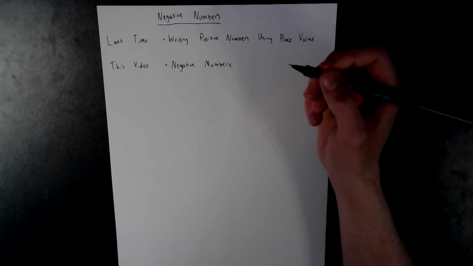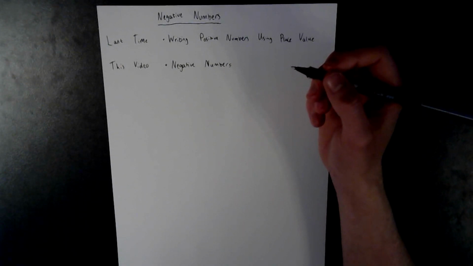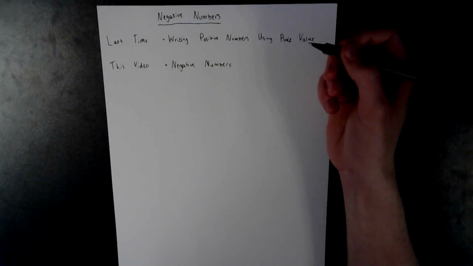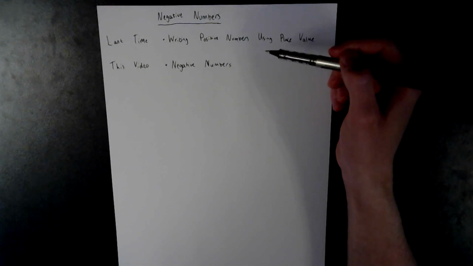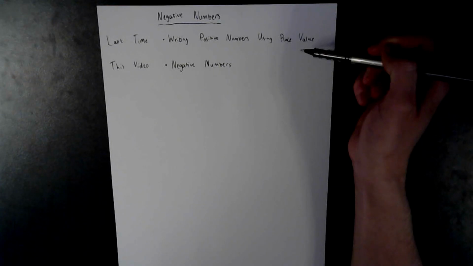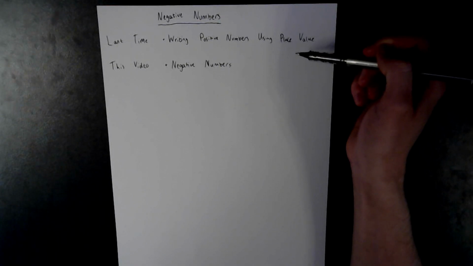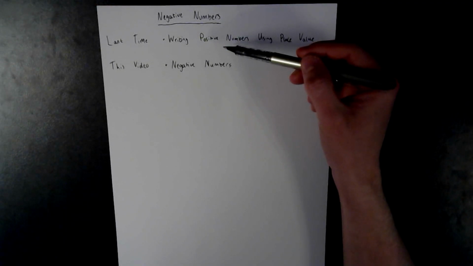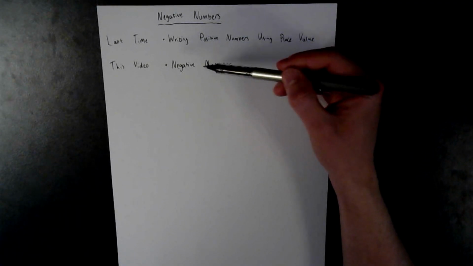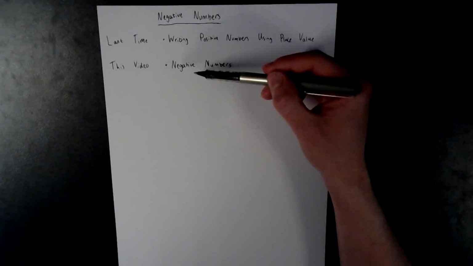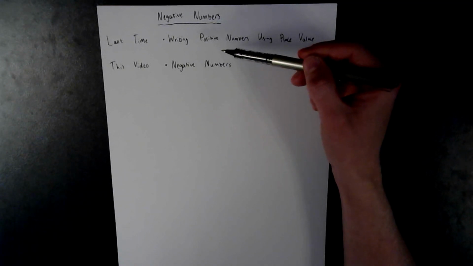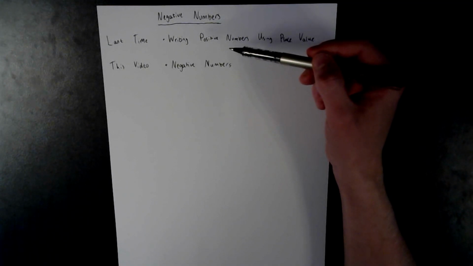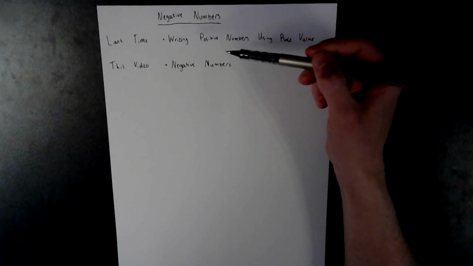In this video, we're going to be looking at negative numbers. That's following on last time from when we were looking at how we write numbers using place value. Specifically, we were looking at writing positive numbers. As I say, in this video, we're going to look at negative numbers. So it's going to be a little bit different to last time, but it's quite similar. So I'm sure you'll do great.